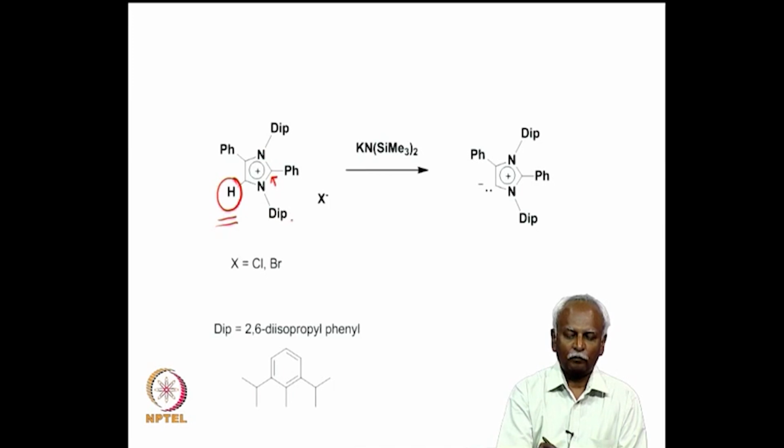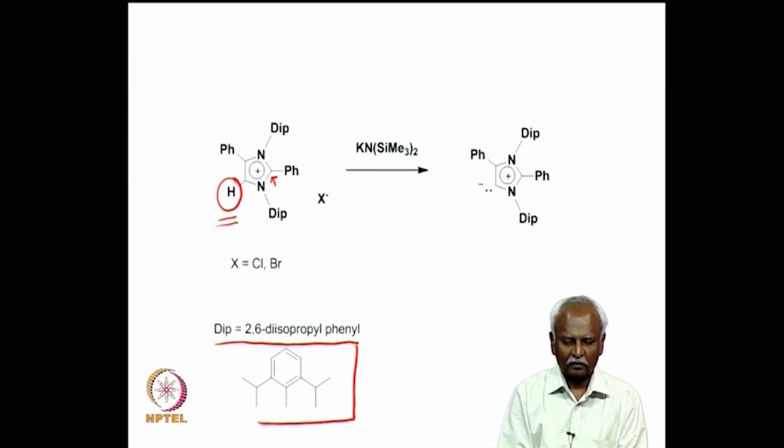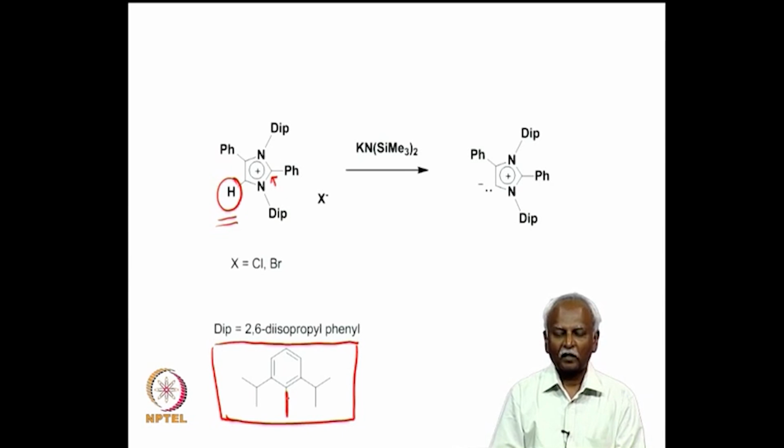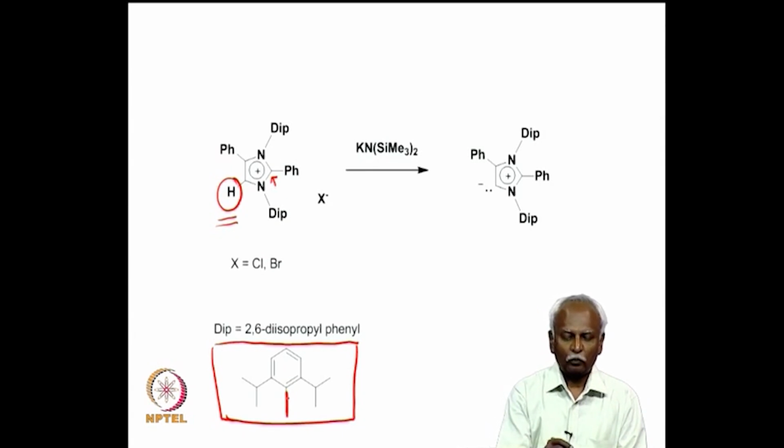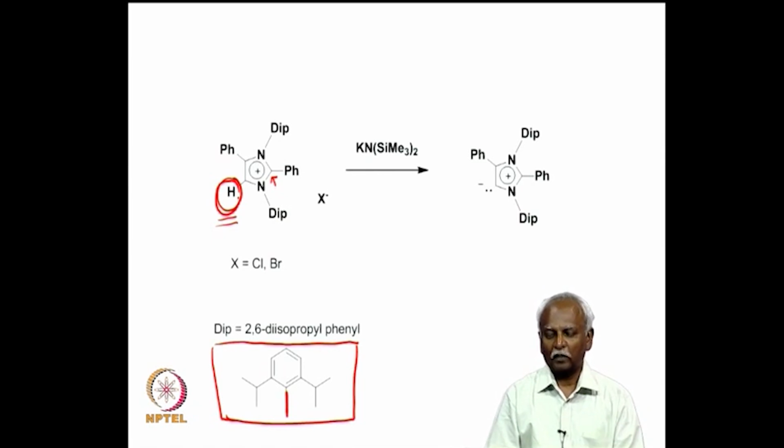So, having protected the two nitrogen atoms with very bulky groups, that is the 2,6-diisopropylphenyl group, which is pictured here and has been abbreviated to DIP, which is connected to the nitrogen atom through this carbon, you can now deprotonate this ring system only on the carbon which is bearing this hydrogen.